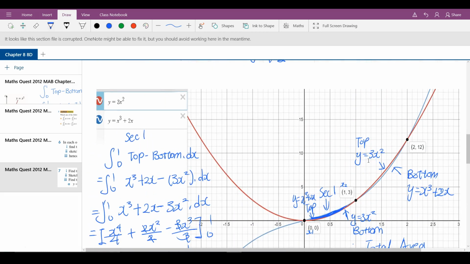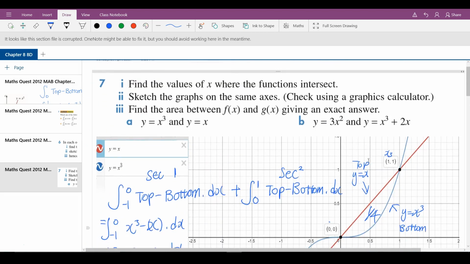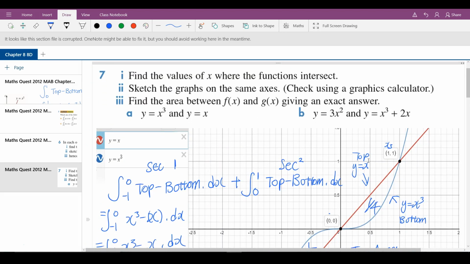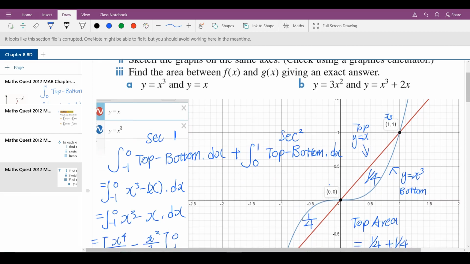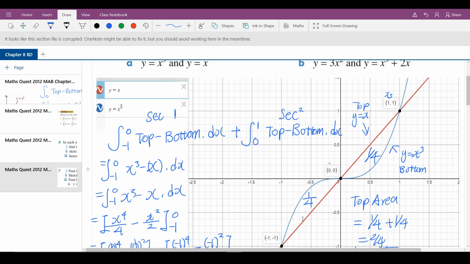So tricky little graph. Alright, so this is question 7. The difference between question 7 and question 6 is that in question 7 you usually find two different areas, section 1 and section 2, and these two sections will usually have a different top function and a different bottom function. So just be aware of it. As long as you can identify the x coordinates, and then do it the way that I do, top minus bottom, with the lowest x value at the bottom of the integral sign and the higher x value on the top of the integral sign, that should be fine.